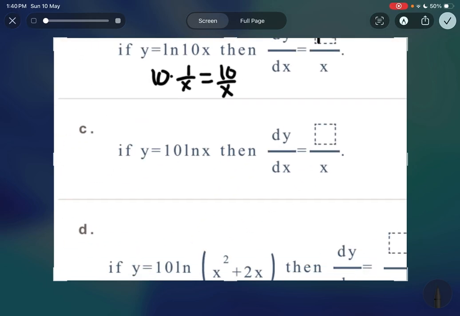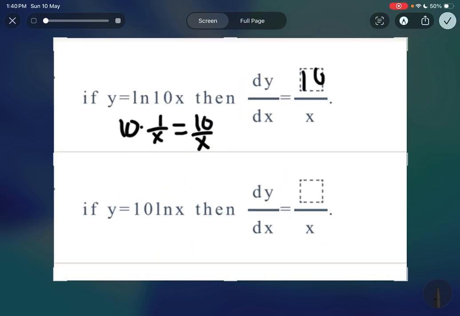Also here 10 ln x, okay? For part C, also the same. Wait. Part B is wrong. One second.